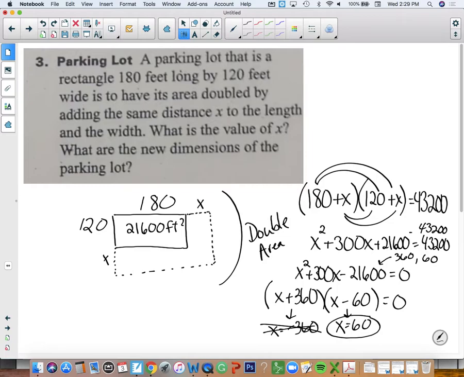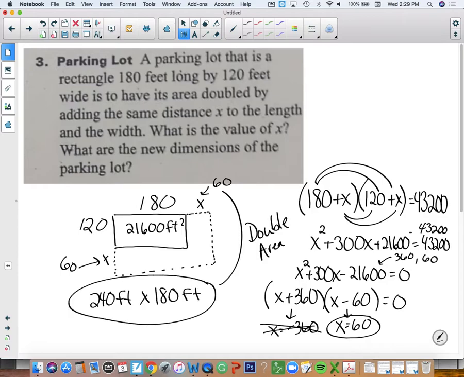And we actually need to know the dimensions of the new parking lot. So x was 60, so we're going to put 60 in here and 60 in here. So my length now is 240 feet and my width is 180 feet. Those are my new dimensions. Okay? And quadratic formula would have gotten you that 60 again.